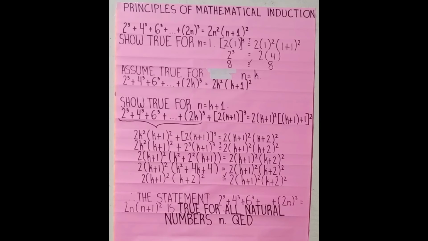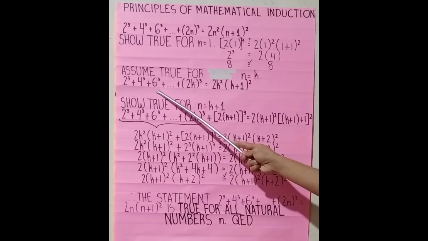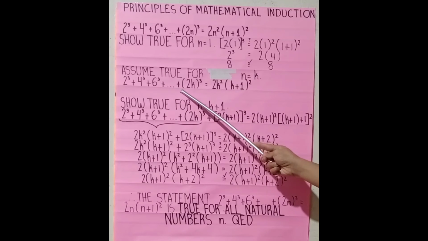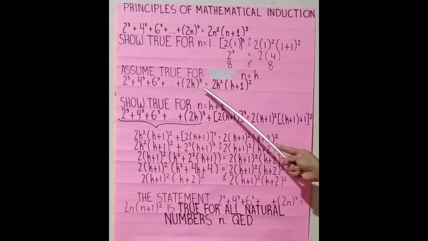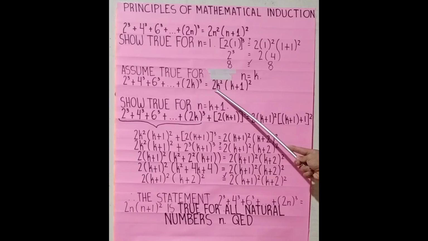The second step is that we will just have to prove it for n is equal to k. So let us assume true for n is equal to k. 2 cubed plus 4 cubed plus 6 cubed plus ellipsis plus 2k cubed is equal to 2k squared times the quantity k plus 1 squared.